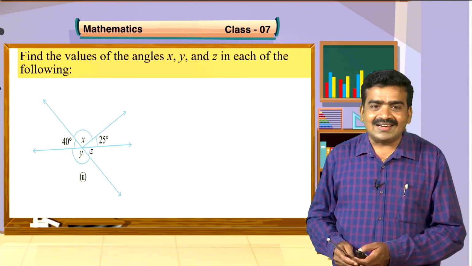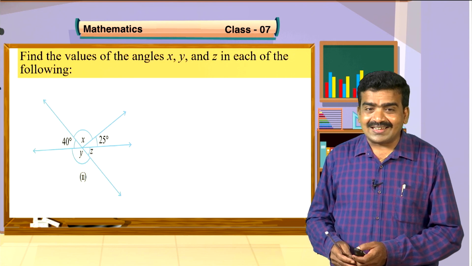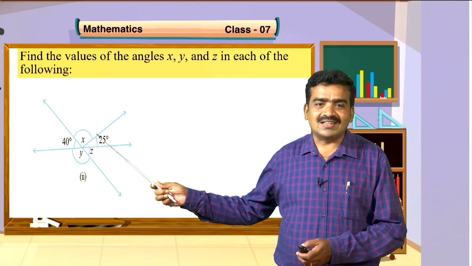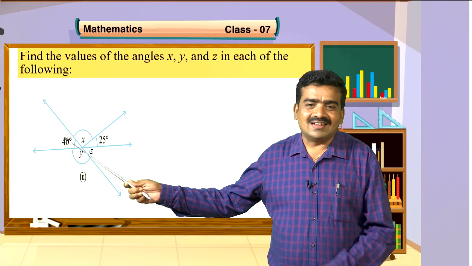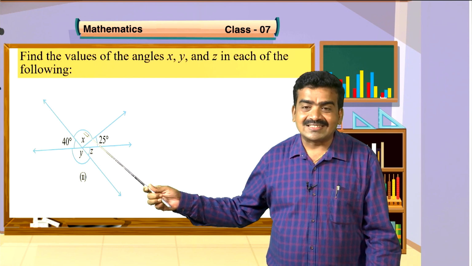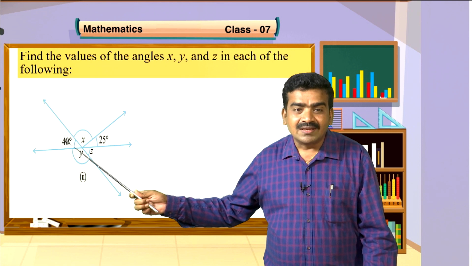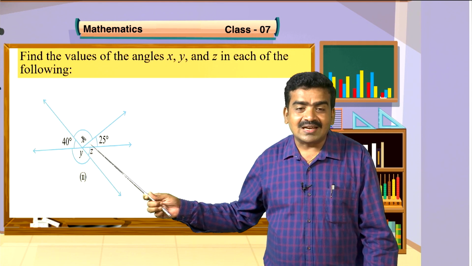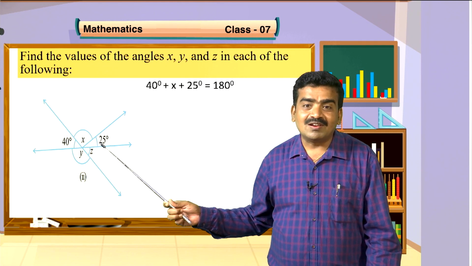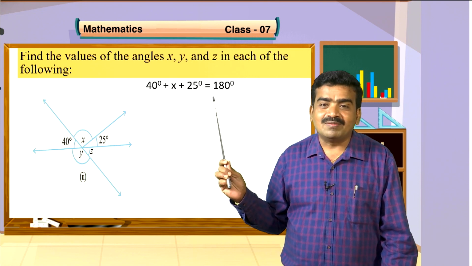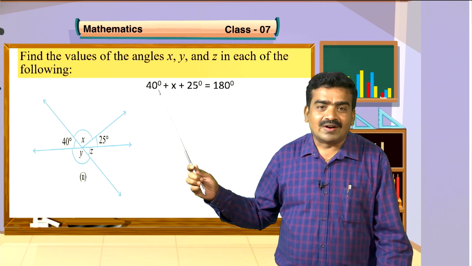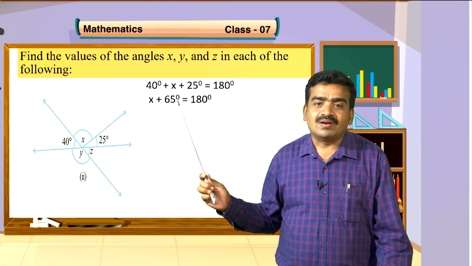Here, how to calculate x? To calculate x, we need to consider that the angles formed by rays standing on a straight line will be 180 degrees. That means, if we add 40, x and 25 degrees, how much will we get? Yes, 180 degrees we will get. So, add now 40 degrees and 25 degrees, how much will you get?